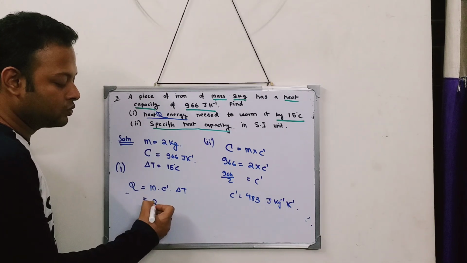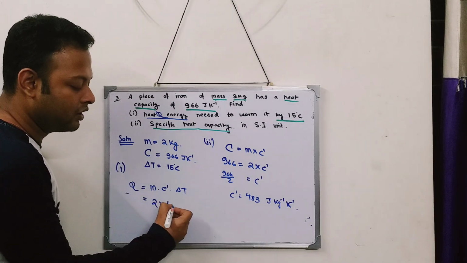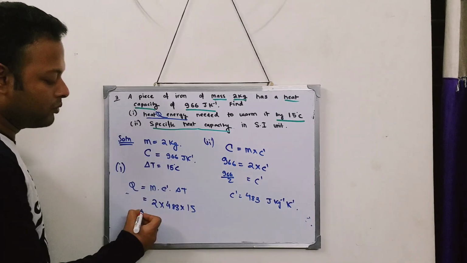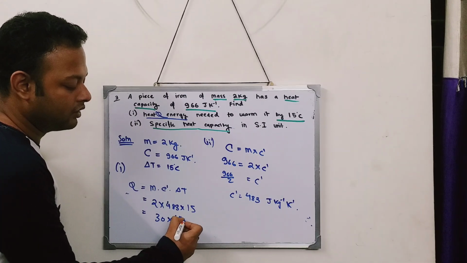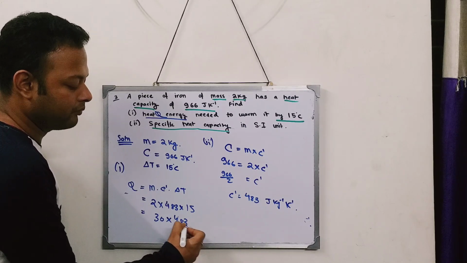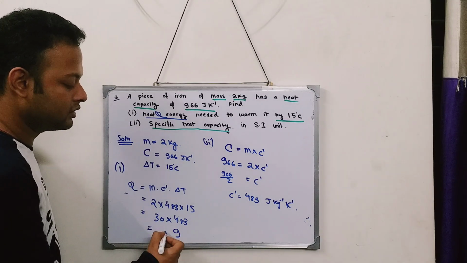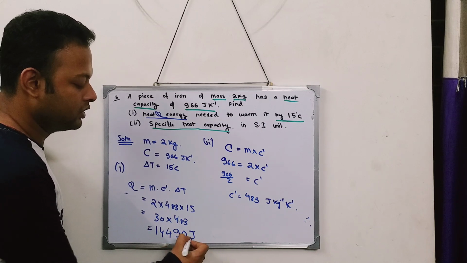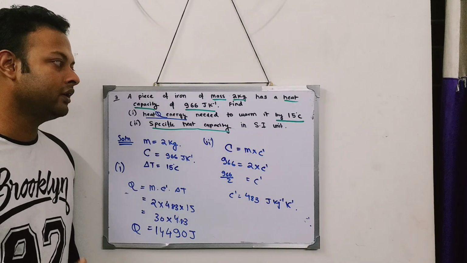So mass of the body is 2 kg. Specific heat capacity, which we found from number 2, is equal to 483. And delta T is 15. Now you have to multiply. 2 into 15 is 30. 30 into 483. If you solve it, how much does the value come? 3 3s are 9. 3 8s are 24. Carry 2. So this is the amount of heat energy required to heat it by 15 degrees centigrade.